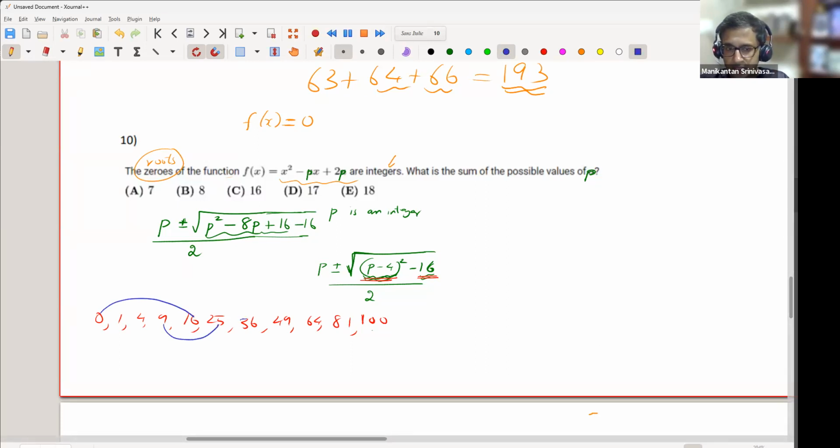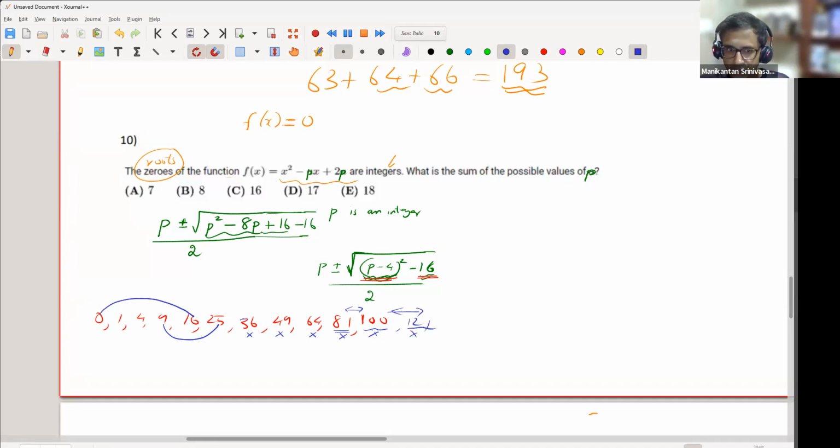36 minus 16 is 20. Does not work. 49 minus 16 is 33. Does not work. 64 minus 16 is 48. Does not work. 81 minus 16 is 65, which is even more than 64. So beyond this, we don't even have to search, because if we subtract 16, you'll land on a number which is bigger than the previous perfect square. So there's no way of us reaching a perfect square, because the distance is going to get wider and wider after this. The 121 will be even further, right? So there's no point trying beyond this.